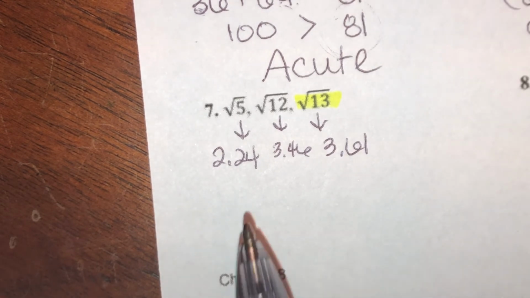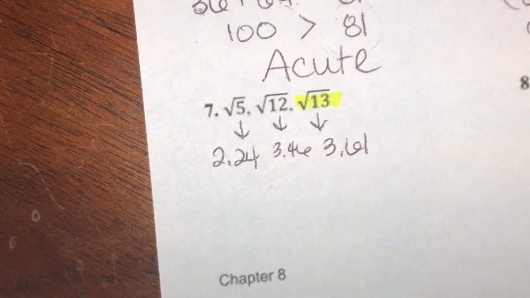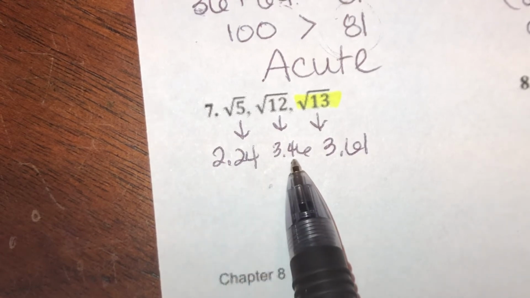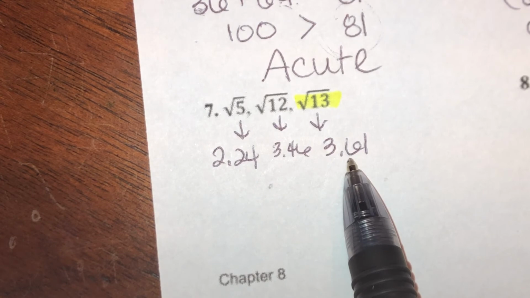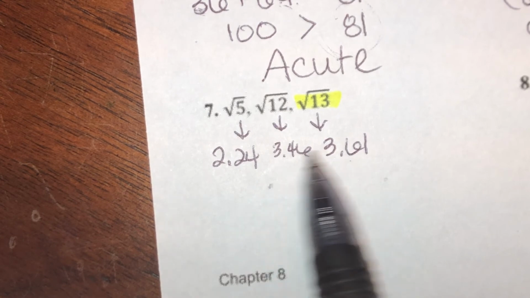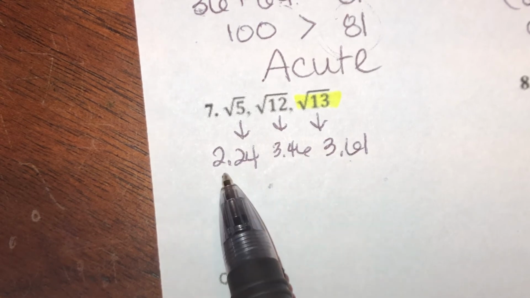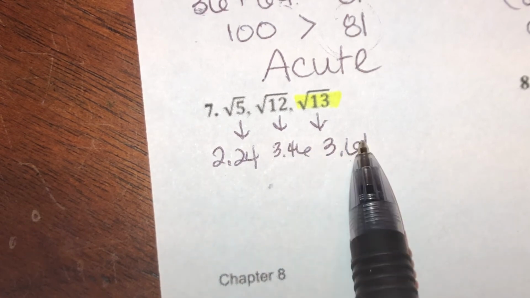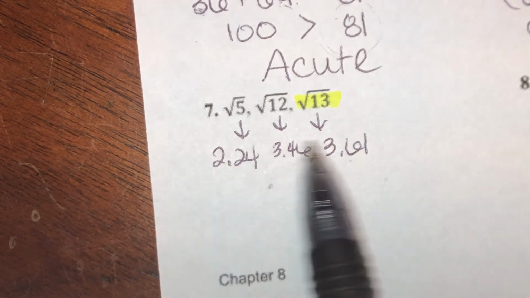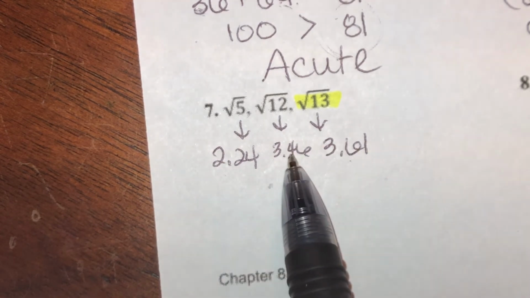So we've got to make sure when we add two together, they're bigger than the third side, right? So 2.24 plus 3.46, 2 plus 3 is 5, and that's already bigger than 3.61. 3 plus 3 is 6, that's bigger than 2. I'm just ignoring the decimal for a second. I just have to make sure these two are bigger than this one. And then 2 plus 3 is 5, and that's bigger than this. So yes.